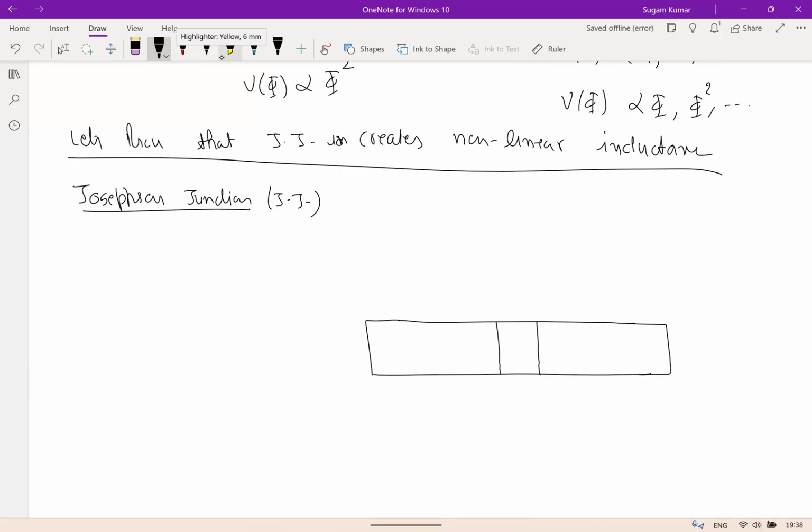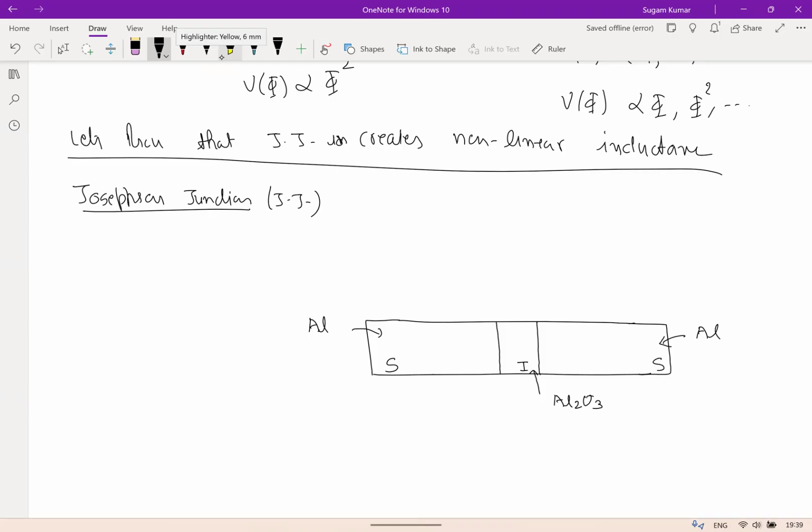It is nothing but a superconductor and insulator. So this superconductor is made of aluminium. This is also made of aluminium. And this insulator is made of, let us say, aluminium oxide, alumina.